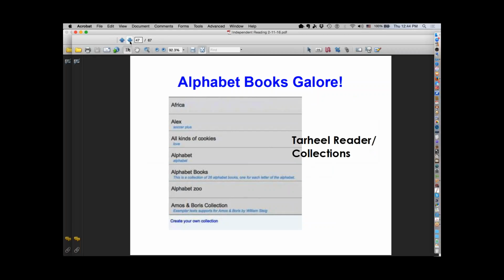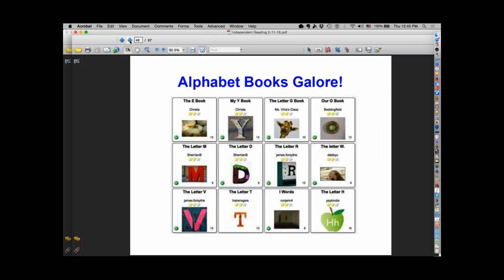Alphabet books. There are so many wonderful alphabet books. We recommend alphabet books a lot. And Tar Heel Reader has collections, and so they've already looked for collections of alphabet books. So just some really fun alphabet books to look for. They are great for transitional readers. And this is just an example of some of the wonderful alphabet books. Some of these are just about one letter of the alphabet, or they're about multiple alphabet letters.